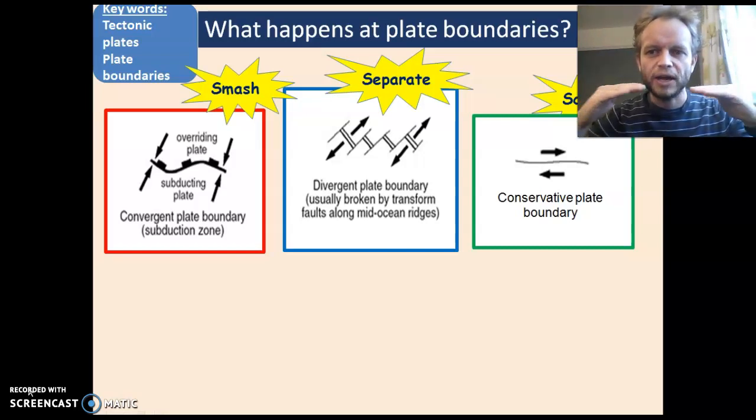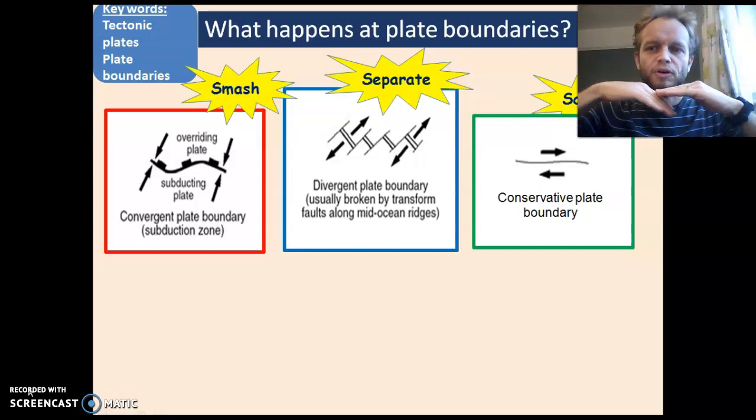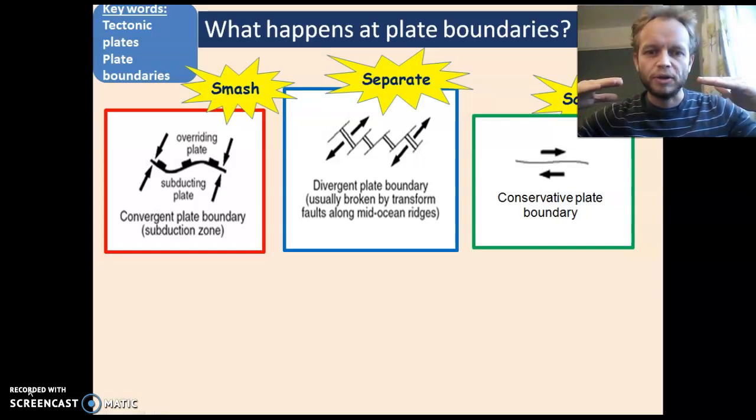Convergent plate boundaries are where the plates are moving in towards each other. They're converging. And we've also got this word subduction. Subduction means it's been sinking beneath. So we've got a plate which is sinking beneath another one. And we'll explain what happens in a minute. Then we've got divergent plate boundaries. We've got the plates moving away from each other. So plates moving away from each other is divergent.